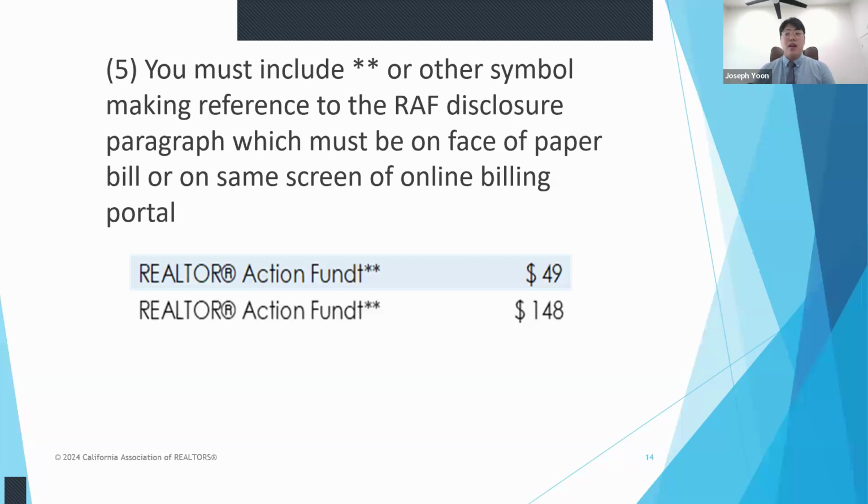And the last requirement is that the RAF has to have a symbol referencing the RAF disclosure paragraph. Here we use the double asterisk only because the RAA took the first single asterisk. But again, a corresponding symbol referencing the RAF disclosure paragraph, which has to be on the face of the paper bill or on the same screen if it's on an online bill.